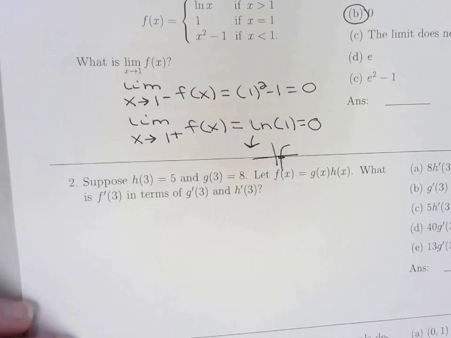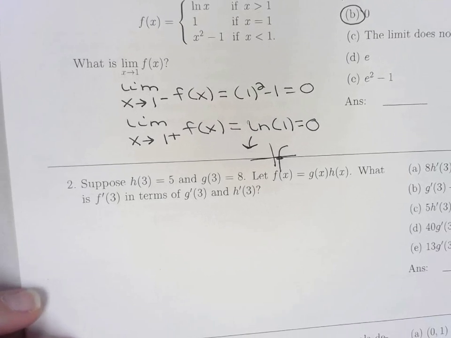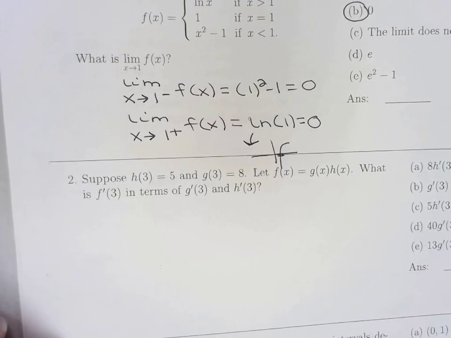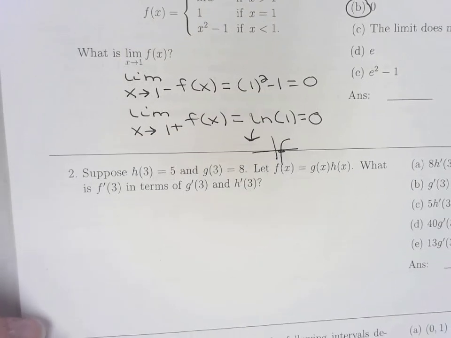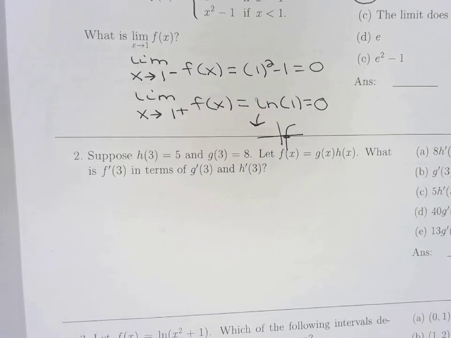What's ln of 2? Is that like a number we need to know? ln of 1 is 0, but ln of 2, do we need to know that number? No. You would just leave it as ln of 2. Unless you take the derivative of it, it's just 0, because it's just a number.